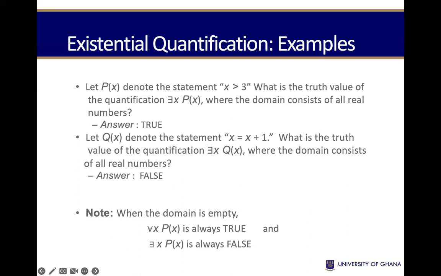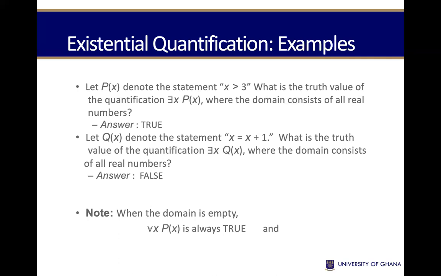Now, if the domain is empty, meaning that we cannot find any value at all or any member in the domain, we are saying that for all X, P of X is always true. It is always true because our main task for universal quantification is to look for a counterexample. Unfortunately for us, the domain is empty. So how can we find a counterexample? We can't. Since we cannot find a counterexample, we draw a conclusion that for all X, P of X is true, because we can't find any value that will make it false.